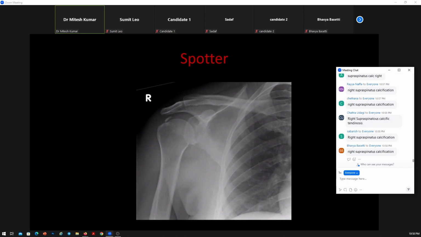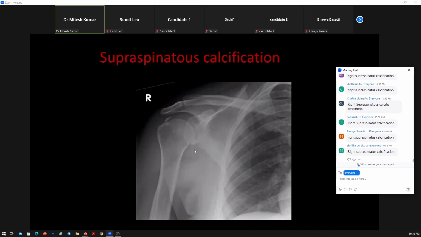Yeah, majority candidates have written it correctly. Right supraspinatus calcification. But in addition to that, there is a small fragment here. Oh, I forgot to mention here, but there is a fracture of the glenoid rim. This is a small fragment here. Now we'll go to the next case.